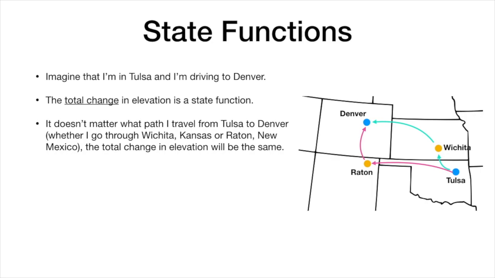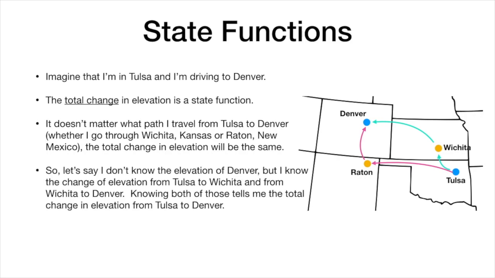So it doesn't matter what path I take, the total change that I'm looking at will be the same. So let's say that I don't know the elevation of Denver, but I know the change of elevation from Tulsa to Wichita and from Wichita to Denver. If I know those two changes, I can tell the total change in elevation from Tulsa to Denver. It doesn't matter if Wichita goes down or goes up. If I know the change from Tulsa to Wichita and from Wichita to Denver, then I can know the total change from Tulsa to Denver.